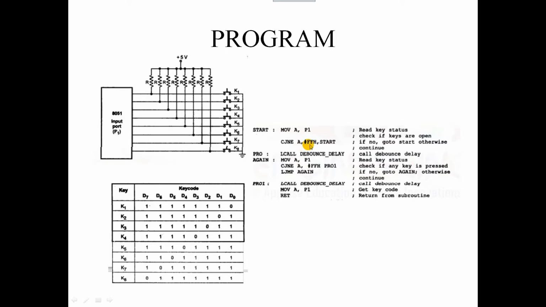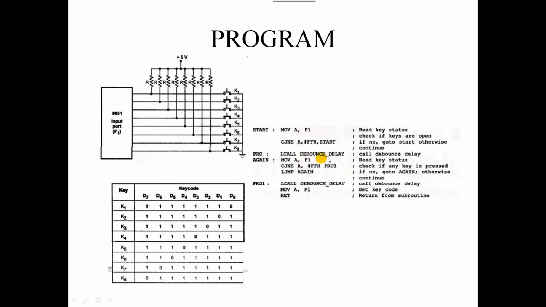By checking with FF, if any key is pressed on that particular board, it will be given by comparing A and this particular FF. By comparing these two, we will get whether a particular key is open or not. If the key is open, then it will go for reading the status again. If it is not open, meaning it is closed, it will go for calling the debounce delay.